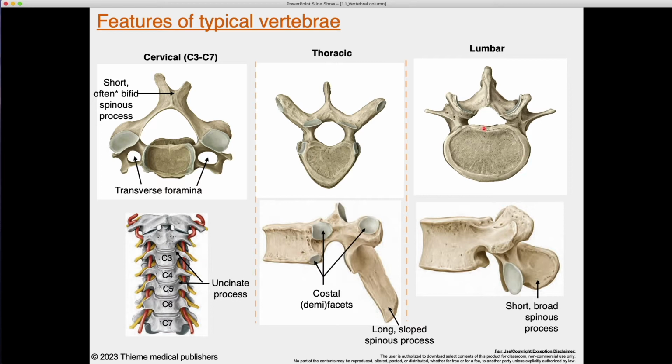Now let's move on to look at the lumbar vertebrae, starting with the body. So the body of lumbar vertebrae is quite big, quite strong. Remember, this is because this is the portion of the vertebrae that is most important for weight bearing. And it usually has this kind of kidney shape. Now, the spinous process of a lumbar vertebrae is typically short and broad.